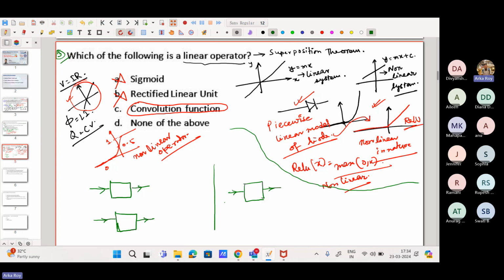Is the convolution function a linear operation or a non-linear operation? Linear operation. And how can you justify whether this is a linear operation or not? What is the justification?